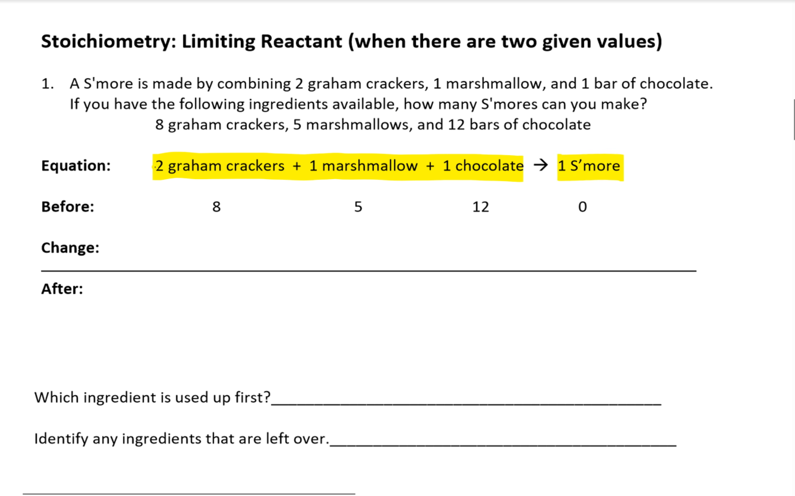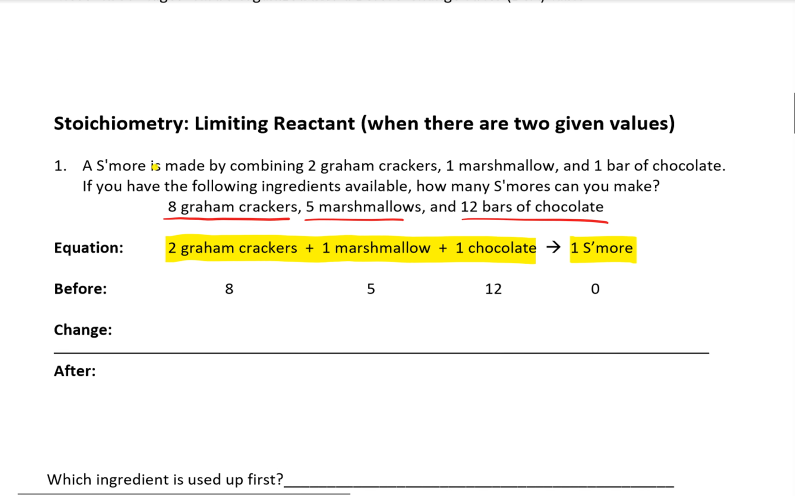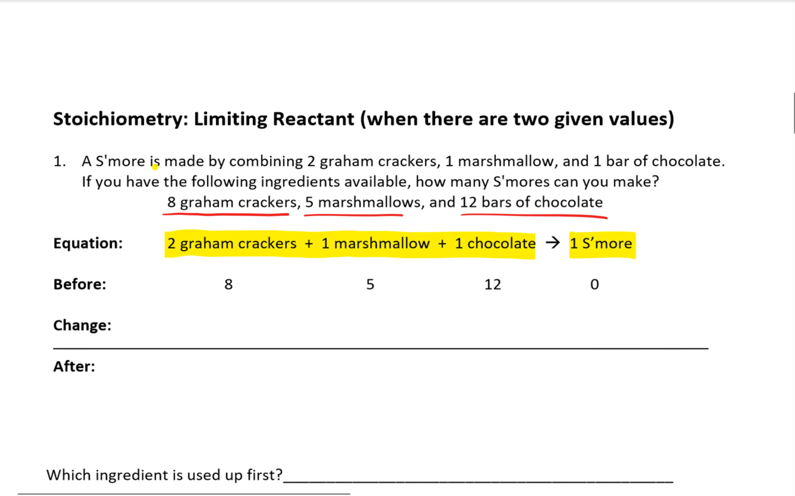So if I know that we start with 8 graham crackers, 5 marshmallows, and 12 bars of chocolate, I should be able to use the recipe, our balanced equation, to predict how many s'mores we're able to make. So we're going to keep a running tally and list the quantities of each reactant that we have available at the beginning. For graham crackers, we're starting with 8, and I'm just going to draw 8 tally marks to represent our starting quantity of graham crackers.